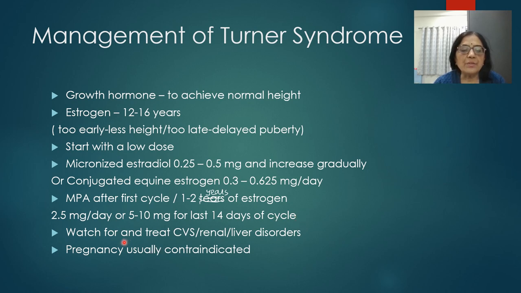In these cases of Turner syndrome, we should watch for and treat cardiovascular problems, such as there can be coarctation of aorta, or there can be bicuspid aortic valve. Renal anomalies are common. Liver disorders are very common, and that is why it is said that the mortality is high in these patients because of all these associated disorders. Pregnancy is usually contraindicated because it is seen that the mortality rate is very high because of these associated complications in women with Turner syndrome.